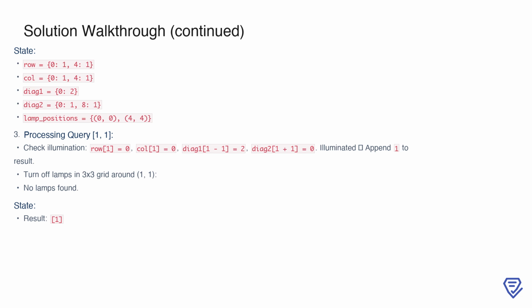We then process the first query, which is [1, 1]. To determine if the cell is illuminated, we check the row, column, and diagonals for non-zero values. Here, the diagonal diag1 has a value of 2, indicating that the cell is illuminated. We append 1 to the result. Next, we attempt to turn off any lamps in the 3x3 grid centered around the queried cell. However, no lamps are found in this area, so the state of our data structures remains unchanged. At this point, the result list contains a single value, 1.